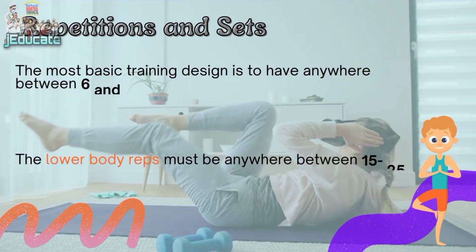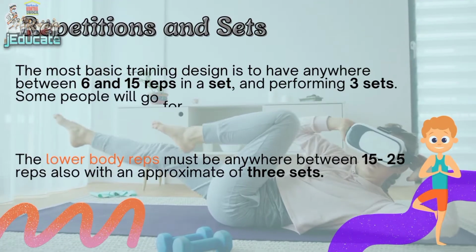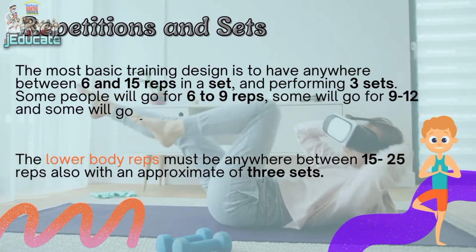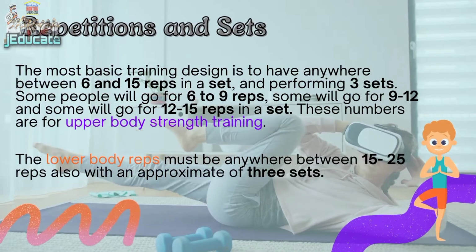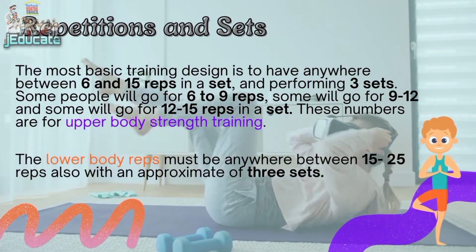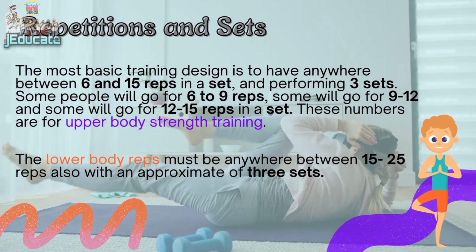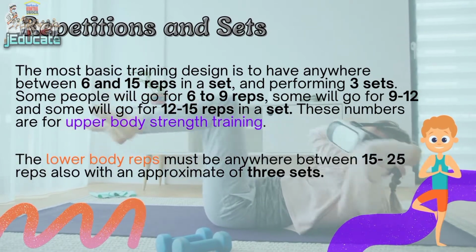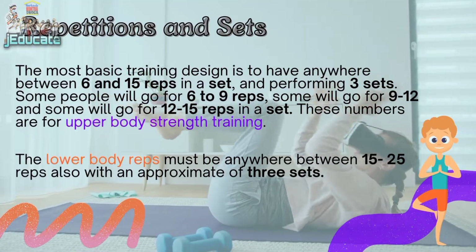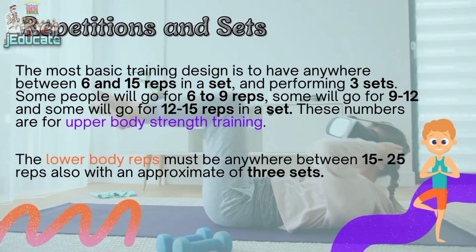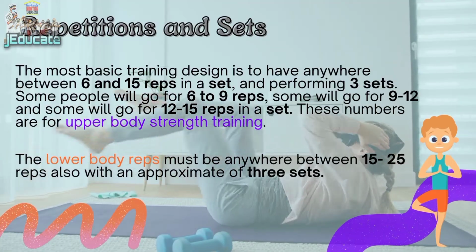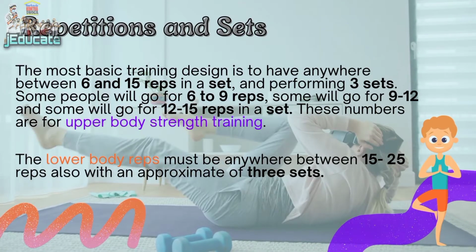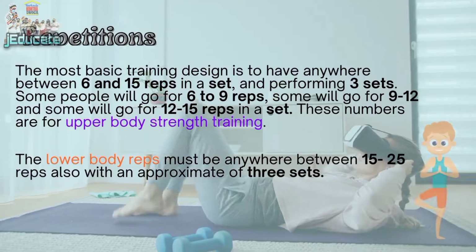The most basic training design is to have anywhere between 6 and 15 reps in a set and performing 3 sets. Some people will go for 6 to 9 reps, some will go for 9 to 12, and some will go for 12 to 15 reps in a set. These numbers are for upper body strength training. The lower body reps must be anywhere between 15 to 25 reps, also with an approximate of 3 sets.